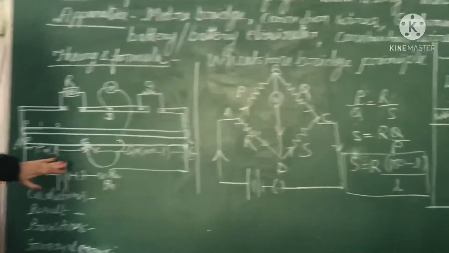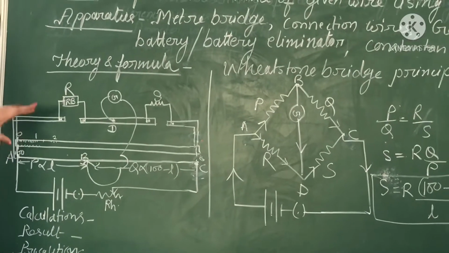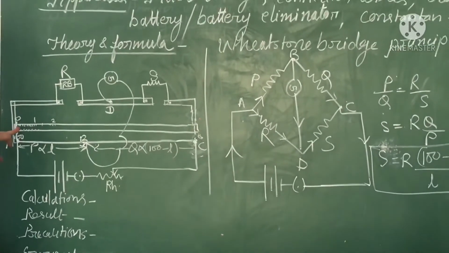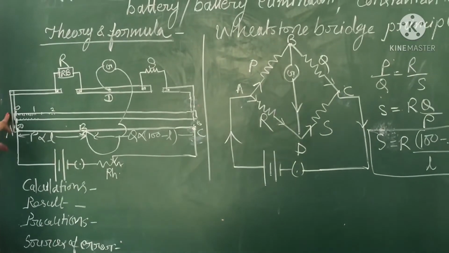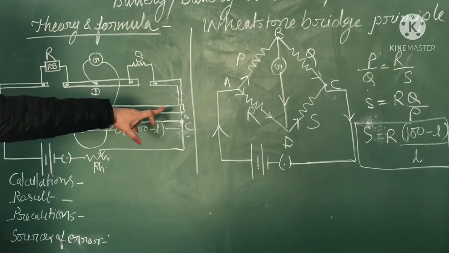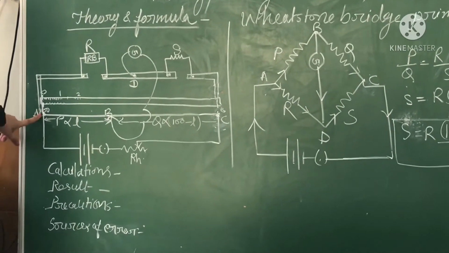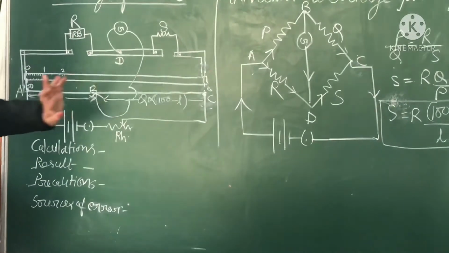And this is the diagram for the meter bridge. It consists of 1 meter wire. It is mounted on a wooden board and it has 2 side scales. The left side upper scale has 0 on the left hand side and 100 on the right hand side. And the lower scale has 0 on the left hand side and 100 on the right hand side.